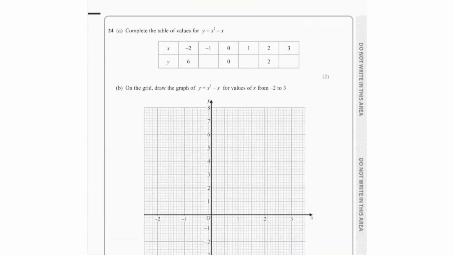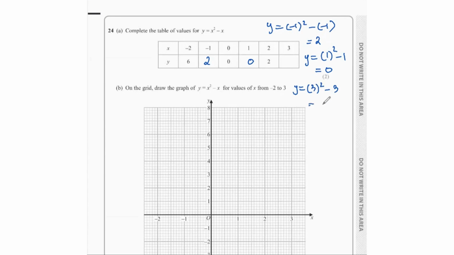Question 24 says complete the table of values for y equals x squared minus x. So we'll simply substitute the values of x in the equation to find the corresponding y value. When x is -1, y is equal to 2. When x is 1, y is equal to 0. When x is 3, y is equal to 6.